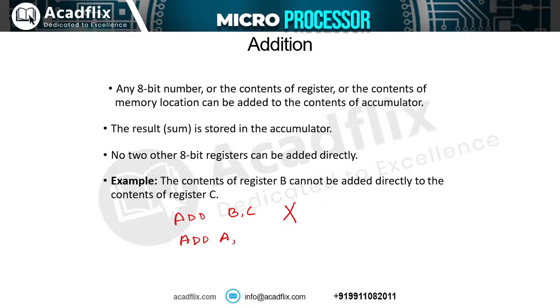One operand will always be the accumulator and the second operand will be any register. It can be B, C, D, E, H, L, or some memory location. So the addition instruction will work with the accumulator. For example, you will have ADD B. ADD means add to the accumulator, and some register will be given. This means that you will add the value of the accumulator and the register B, and the result will be stored in the accumulator register A. A means accumulator register.